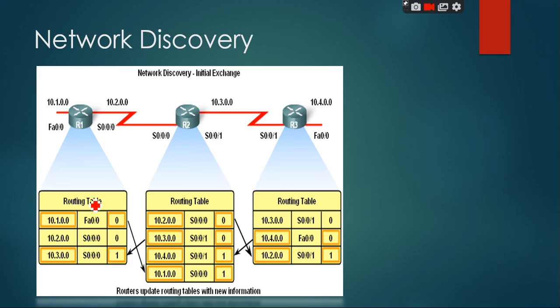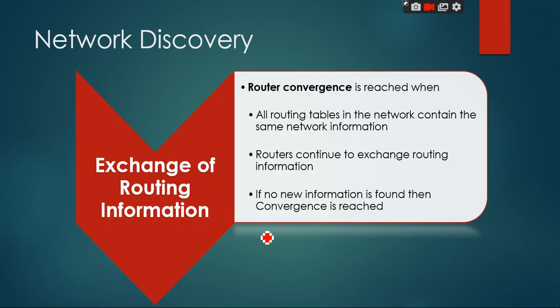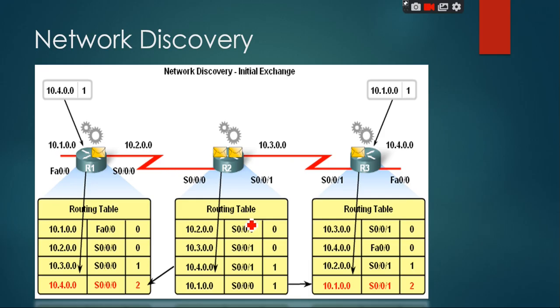R1 will share the routing table with R2, and R2 will share the routing table with R1. So they compare the routing tables and update for any new information. After some time, all of them will have information about each other.